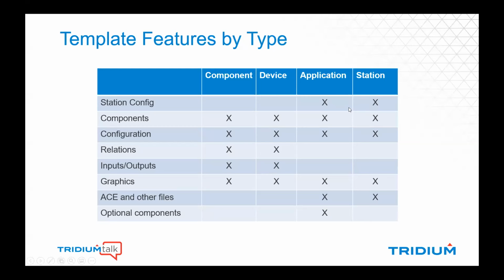An application and a station template, because it represents the entire configuration of the station, will also allow you to set some configuration of that station beyond what you can do with a component template. And they allow you to capture other files in your station, like the ACE files in an Edge 10 application. And the application template also has this optional components feature, which I'll show you as we get into the demo as well.